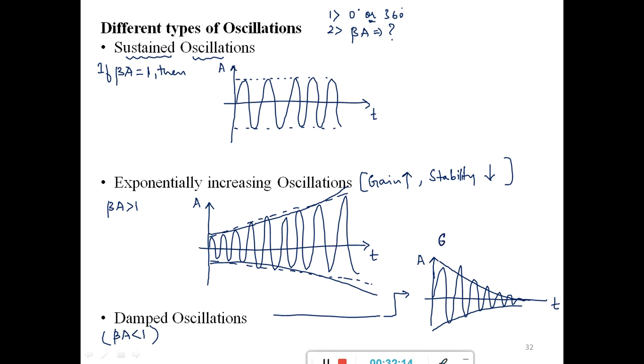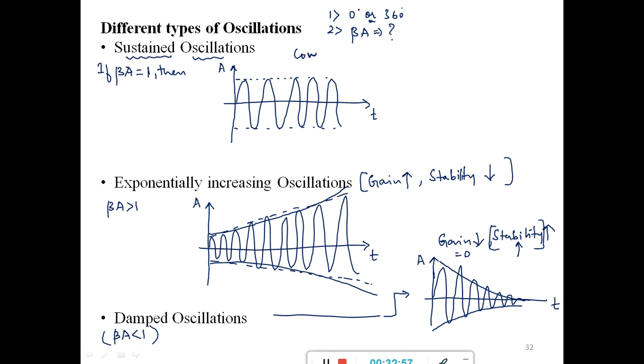Then what about the damped oscillations? Here the gain is reducing. So what does that mean? Theoretically it means that the stability appears to be increasing. But what if the gain has become 0 here? If the gain is 0, then what is the use of the stability? No use of this particular parameter at all. So such type of circuits are also not preferred. So in oscillator circuits we usually prefer the sustained oscillations.